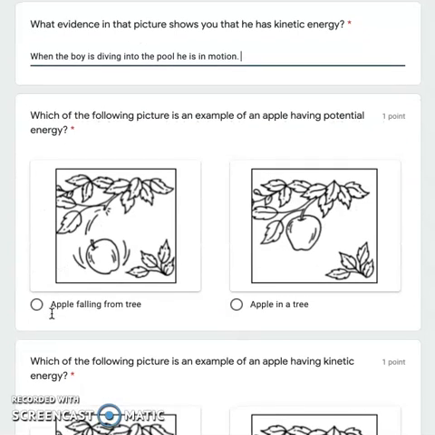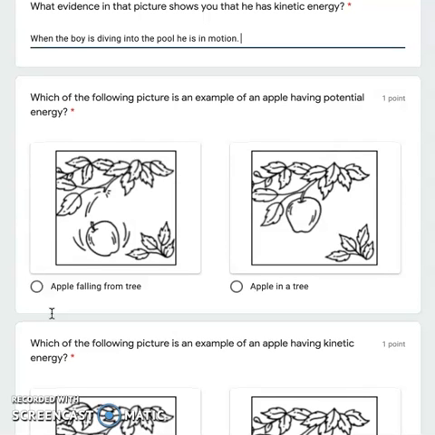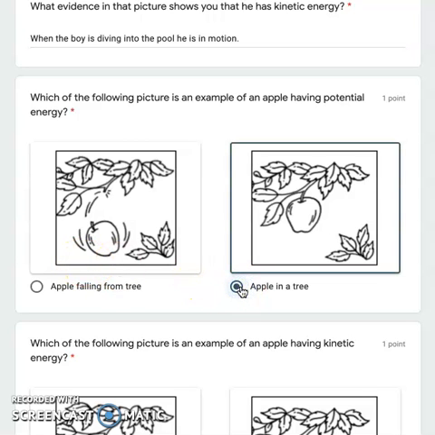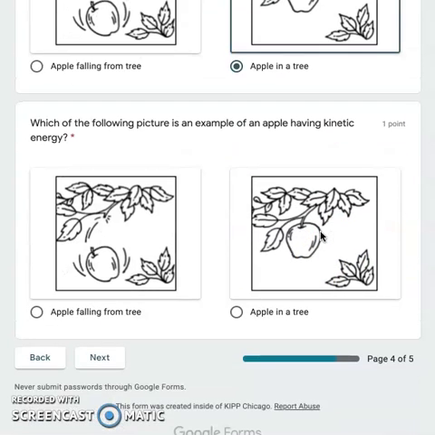Which of the following pictures is an example of an apple having potential energy? So is it when the apple is falling from the tree, or when the apple is still part of the branches in the tree? Well, again, I know that whenever something is in motion, so if an apple is falling, it is in motion because it's moving. It has kinetic energy. Whenever it's at a standstill, that's when it has potential. So an apple in a tree definitely has potential energy.